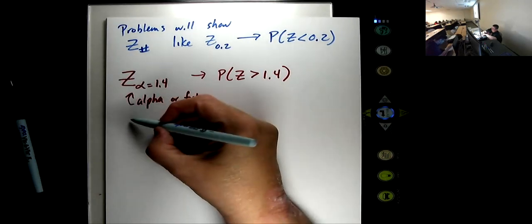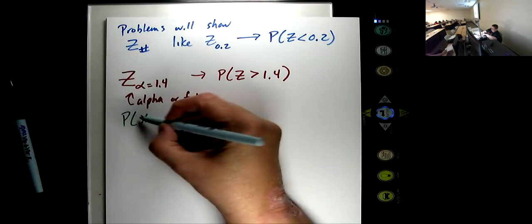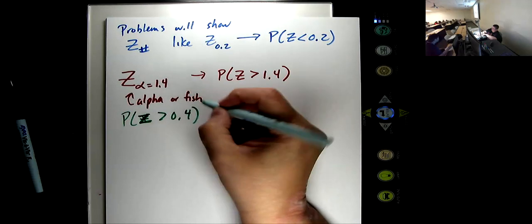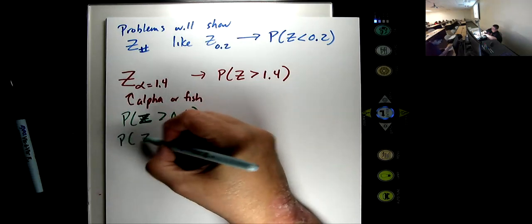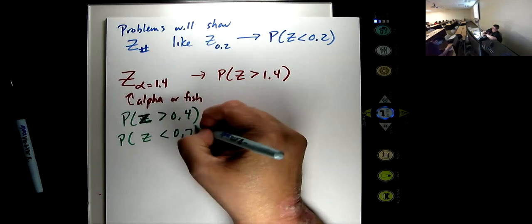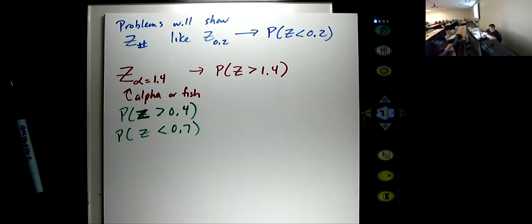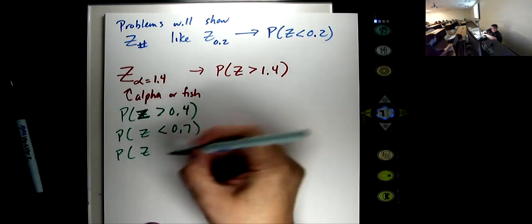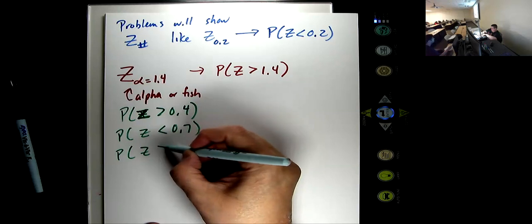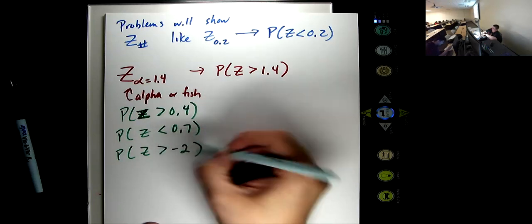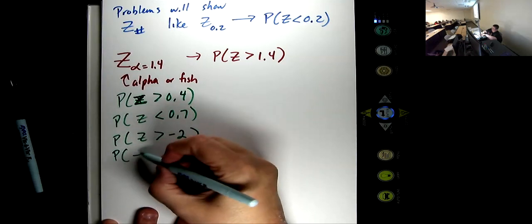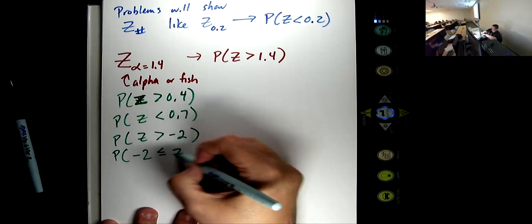So we can look up a few of these. Let's do probability, not X, Z. Probability that Z is greater than 0.4. Let's do probability that Z is less than 0.7. Probability that Z is greater than -2. Ooh, let's do between. -2 is less than or equal to Z, less than or equal to 2.